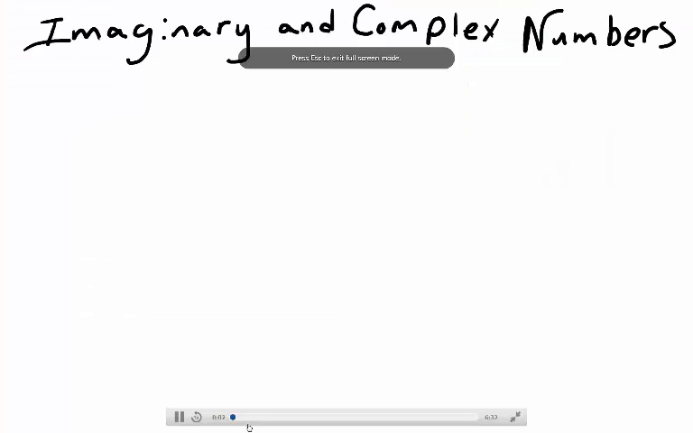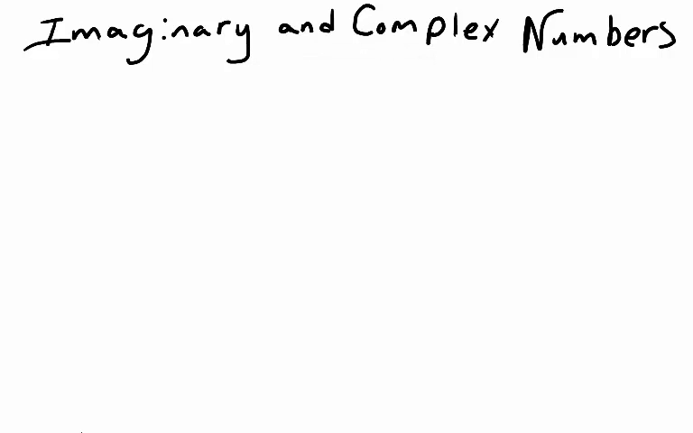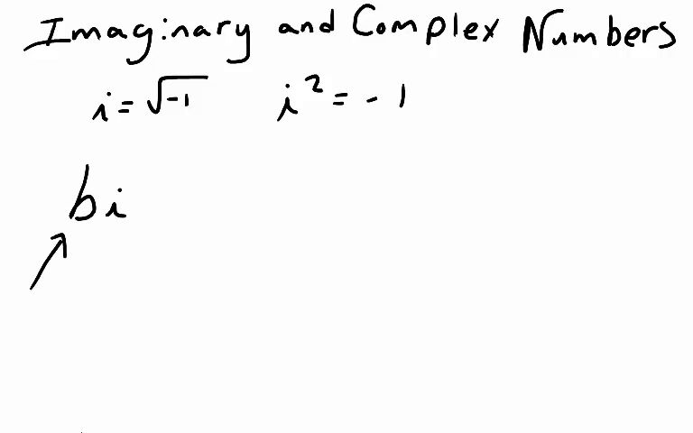In this video, we're going to work with imaginary and complex numbers. An imaginary number is defined as i equals the square root of -1, or i squared equals -1. The set of imaginary numbers is made up of numbers of the form bi, where b is a real number and b is not equal to 0.